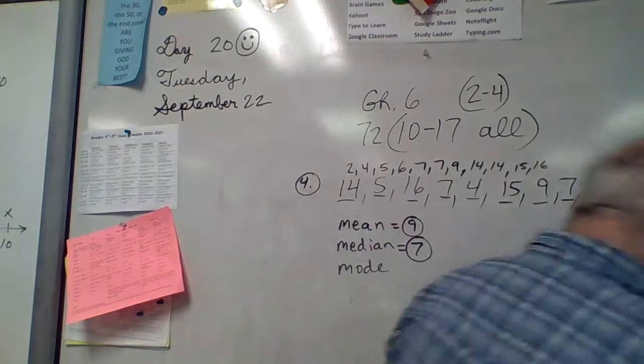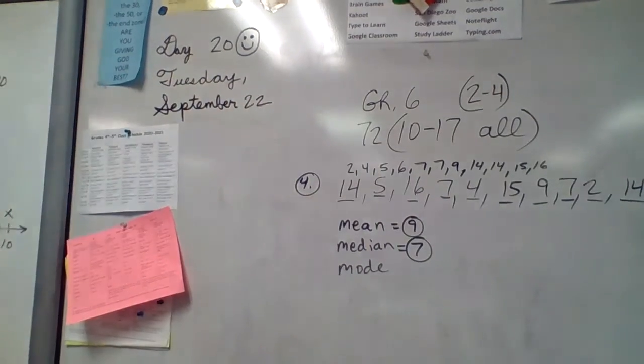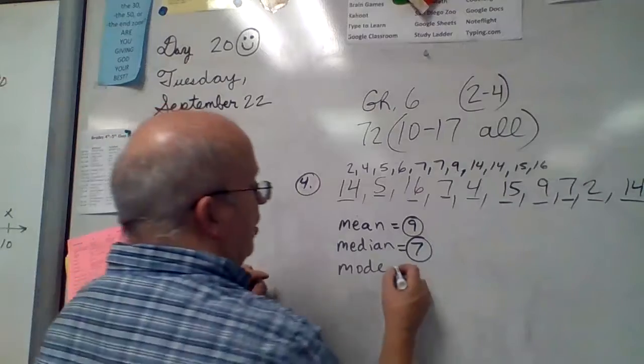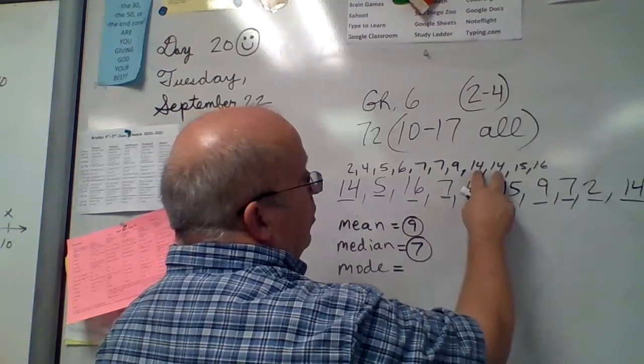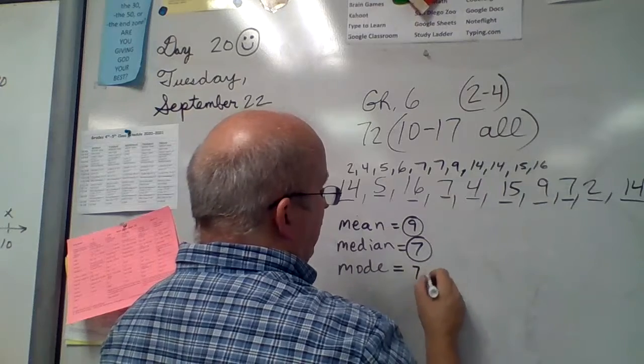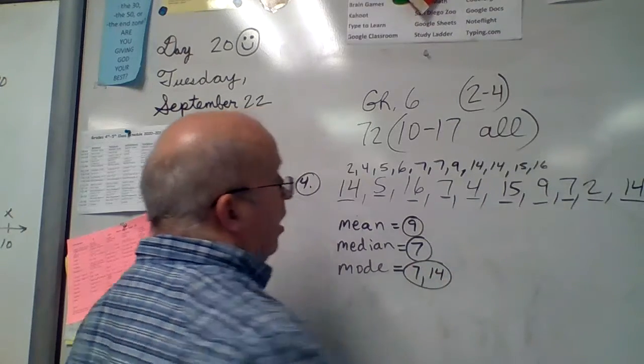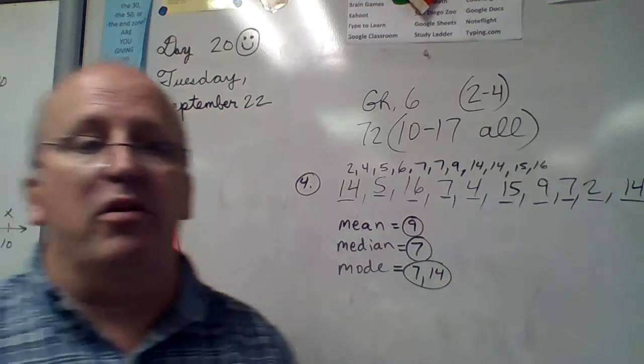How about the mode? Which number appears most often in this set of data? Most often. Well, 7 appears twice, and 14 appears twice. So 7 and 14 are the mode in this particular set of data.